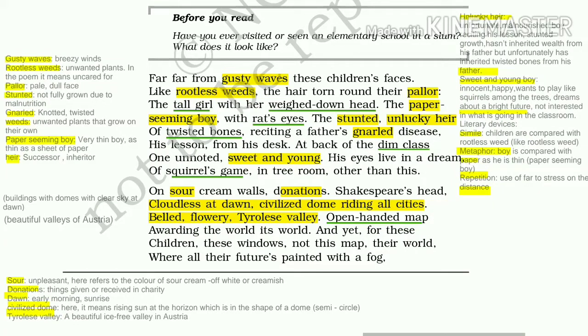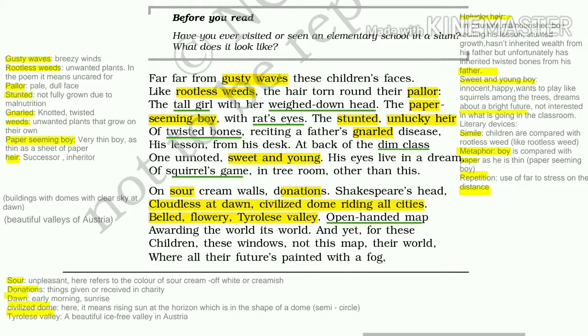Then, besides all these things, what else is there? An open handed map. One map is there, a map of the world. It is also there in the classroom, and this map tells the slum children about a different world, but children don't understand the world shown in the map as they are perhaps never taught about that. Their world is what they see through their windows.